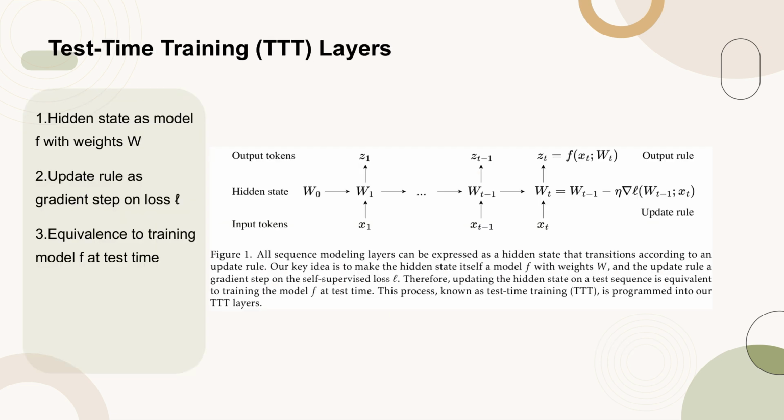Figure 1 illustrates the concept of test time training, TTT, layers and sequence modeling. The key idea is to treat the hidden state as a model F with weights W, and the update rule as a gradient step on the self-supervised loss. This means that updating the hidden state during a test sequence is equivalent to training the model F at test time. This process, known as test time training, TTT, is integrated into our TTT layers, providing a novel approach to sequence modeling with linear complexity and expressive hidden states.